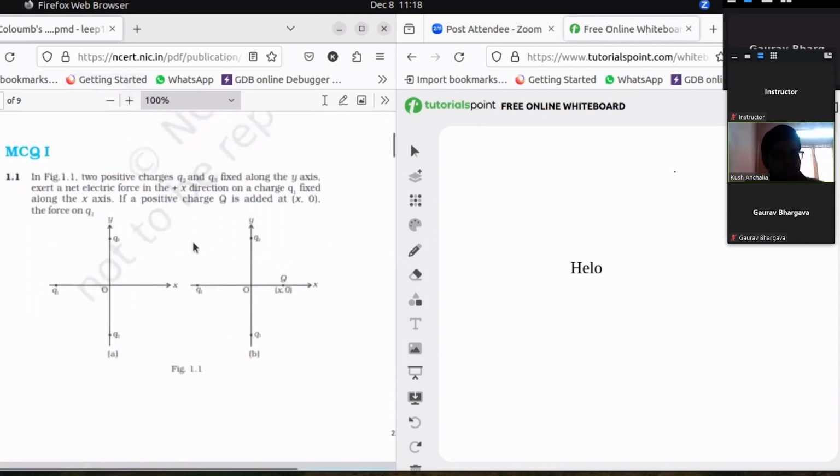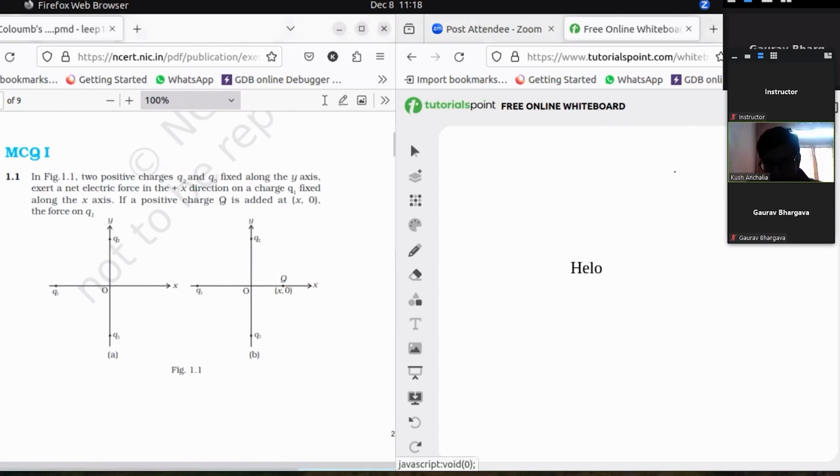If we go through this question, it says that in figure 1.1, two positive charges Q2 and Q3 are there, fixed along the y-axis, and exert a net electrical force in the plus x direction on the charge Q1 fixed along the x-axis. If a positive charge Q is added at x0, what happens to the force on Q1? Two positive charges Q2 and Q3 are exerting force on Q1.